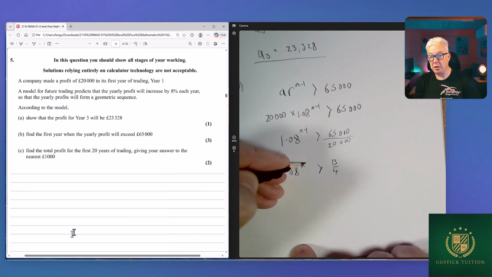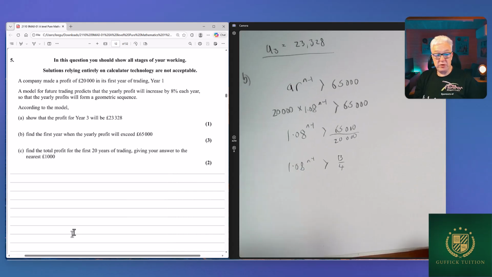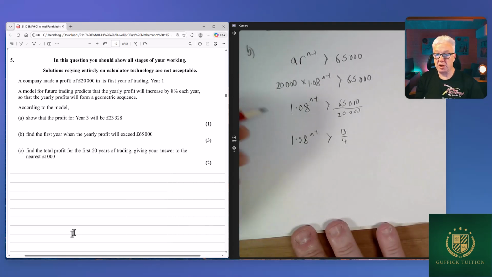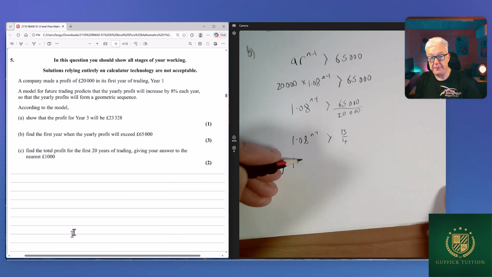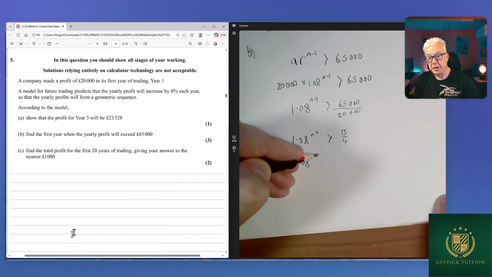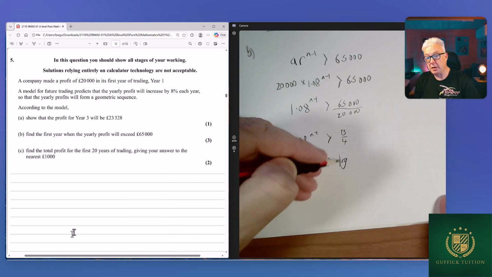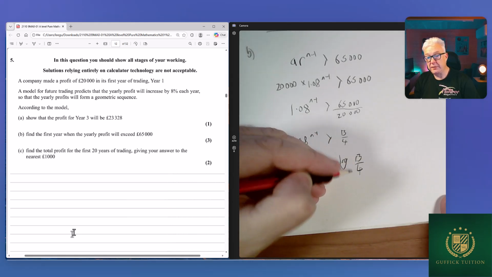So we're now going to take logs of both sides. It really makes no difference how you do it. You could take log to the base of 1.08 if you wanted. You could do ln, or you could do log base 10. It doesn't matter what you do as long as you're consistent. I'm just going to do log base 10. So I'm just going to say log, and when you write down log, that means log base 10. n minus 1 times log 1.08 is greater than log of 13 over 4.